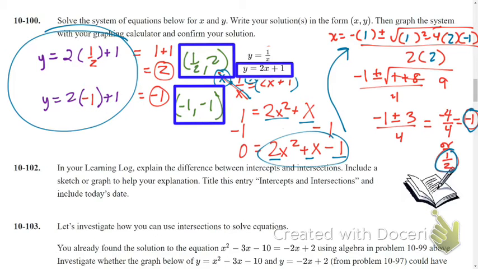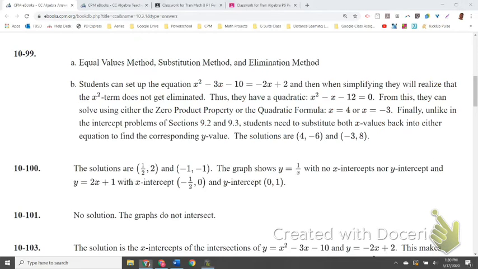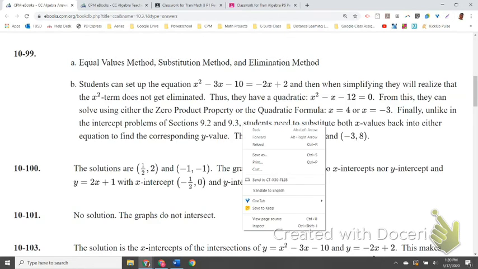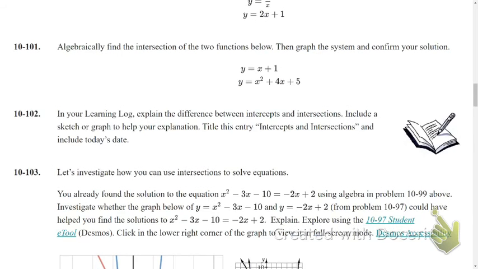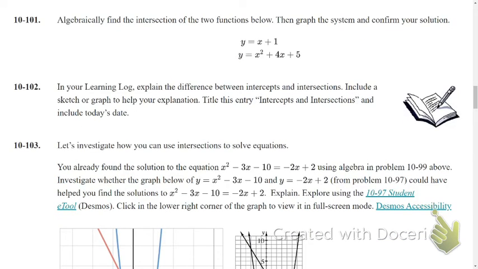All right, so at this point we're going to skip, excuse me, we're going to skip 101. You know what? No, let's do 101, and then we'll do one more after that.